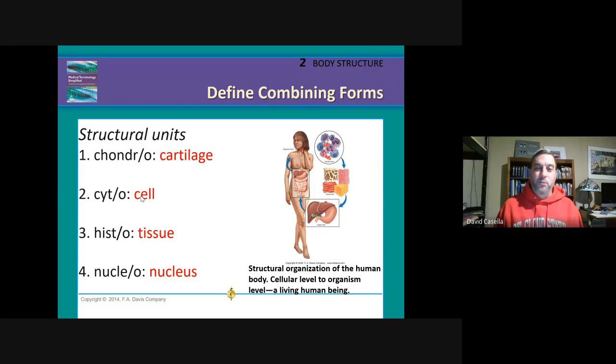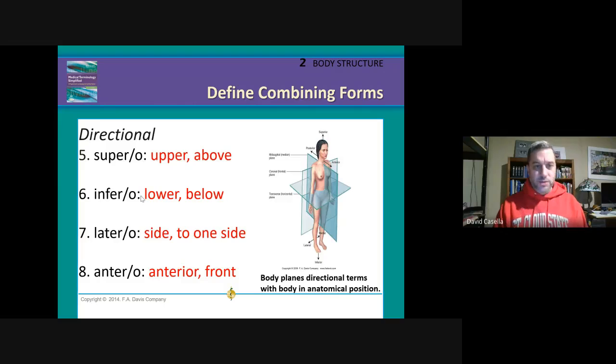Here are some structural units. When we look at medical terms, we have combining forms. As you remember in my first chapter lecture, if you haven't looked at that yet, you might want to watch my lecture from chapter 1 because we talk about how words are put together and how you solve and talk through medical terms. And when we look at combining forms, chondro, cyto, histo, and nucleo, we can see the terms used and what they mean. So chondro is cartilage and cyto is cell. Histo is tissue, nucleo is nucleus. We can use that with all our directional terms as well. As you can see the combining form and then what those mean as you look at them.